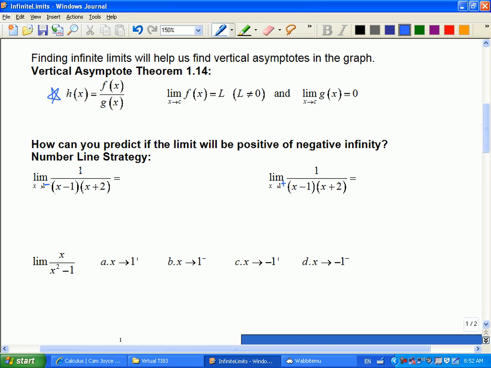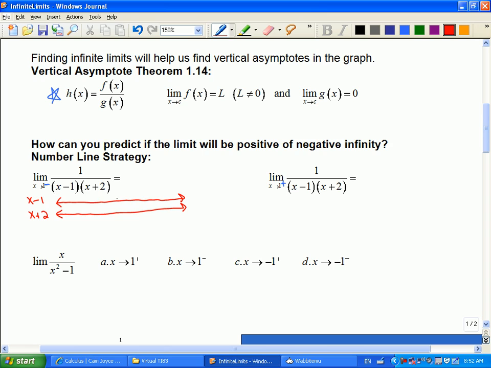So what we want to be able to do then is predict whether we're going to be at positive or negative infinity. So what you do is you take up all the factors and you make a number line with them. And this can help you figure out which side we're going to. So let me just walk you through this example in order to show you how it works.